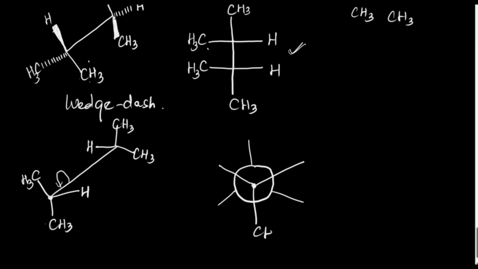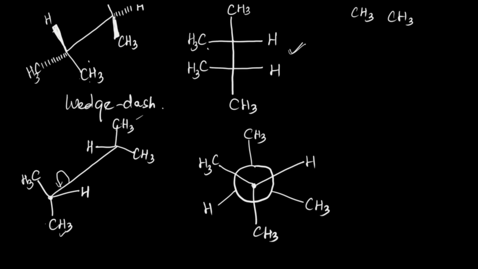So I'm taking CH3, this one, with CH3 on the left side and hydrogen on the right side. And if I'm considering the rear carbon, that is the circle. So CH3 goes on the top and another CH3 on the right, hydrogen on the left. Okay, so it is as simple as that.